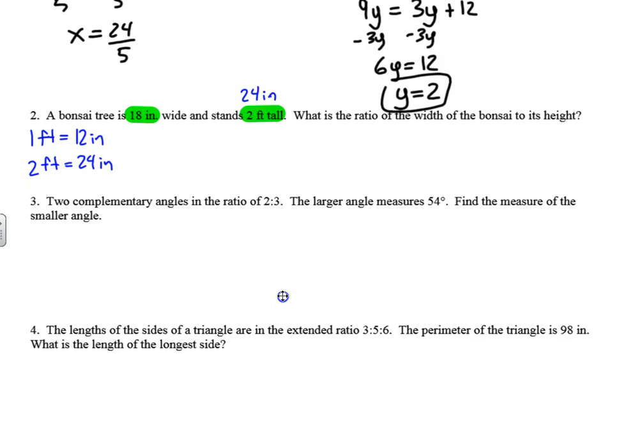Now the order here matters. What is the ratio of the width? The width is first to the height is second. So in our ratio, that's what we want to put. So I'll write it a couple different ways. I could write it as 18 over 24, but we also said you want to put it in simplest form. So 18 over 24 reduces, because 6 goes into both of those, to be 3/4. So we could write it like that, or we could write it 3 to 4. Those are the most common ways. All right.